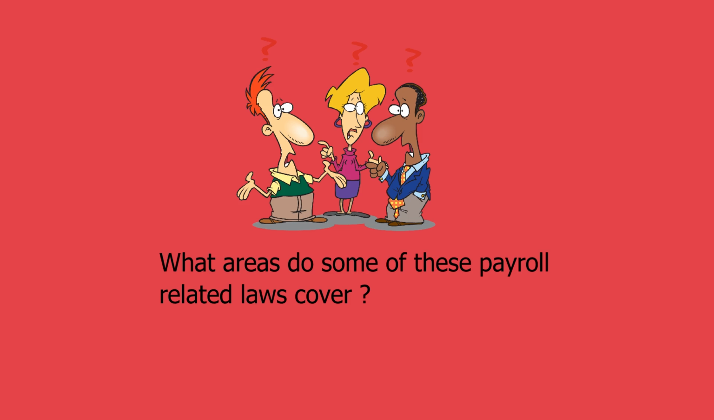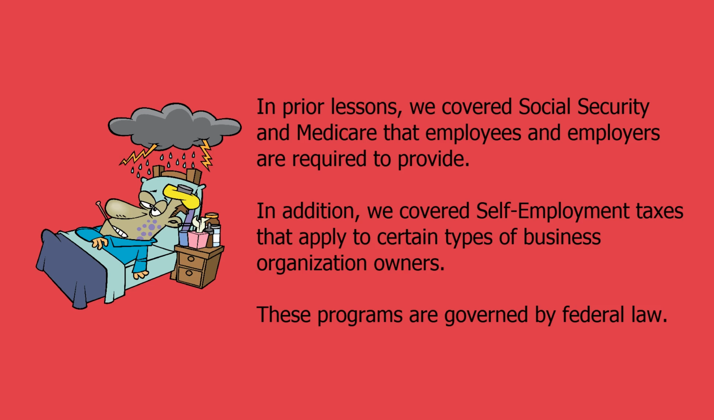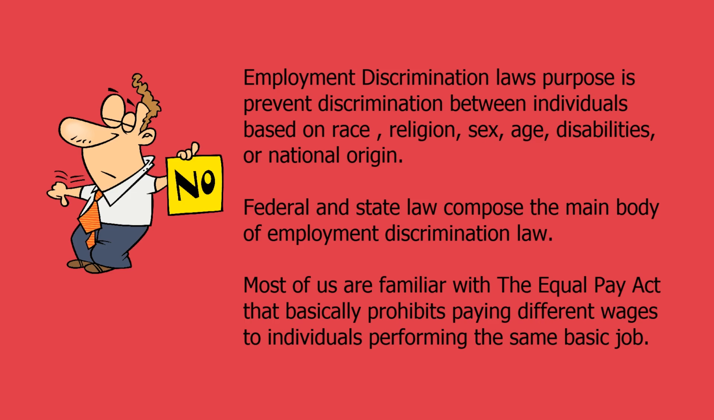What areas do some of these payroll-related laws cover? In prior lessons, we covered Social Security and Medicare that employees and employers are required to provide. In addition, we covered self-employment taxes that apply to certain types of business organization owners. These programs are governed by federal law. Employment discrimination law's purpose is to prevent discrimination between individuals based on race, religion, sex, age, disabilities, or national origin. Federal and state law compose the main body of employment discrimination law.